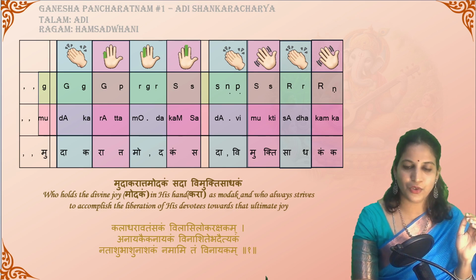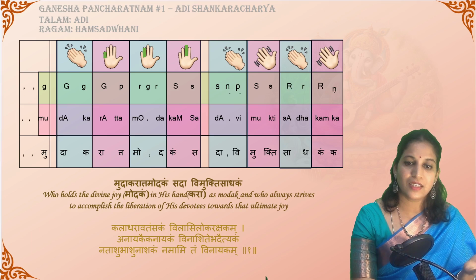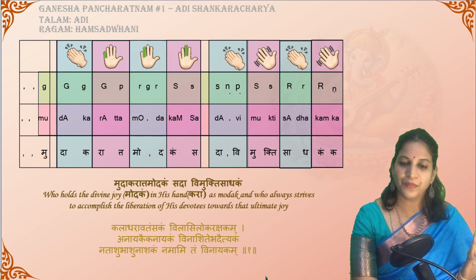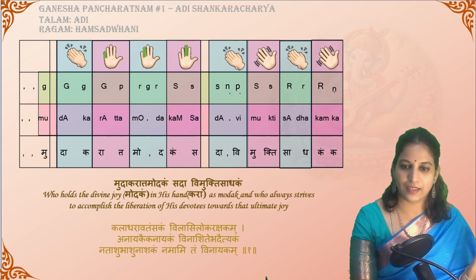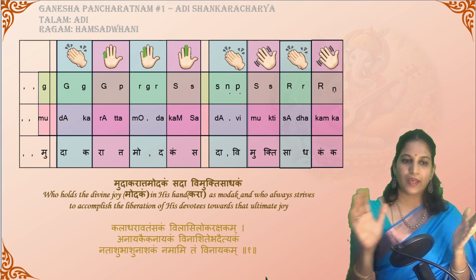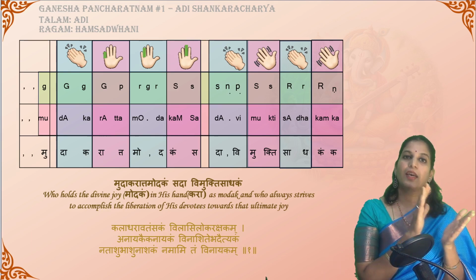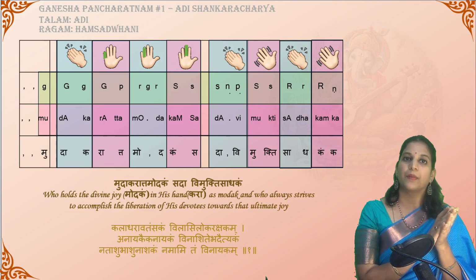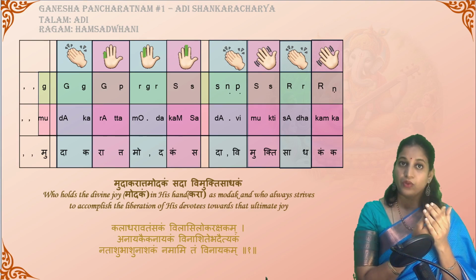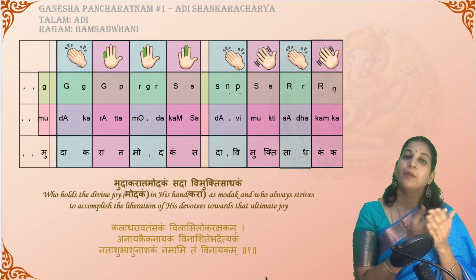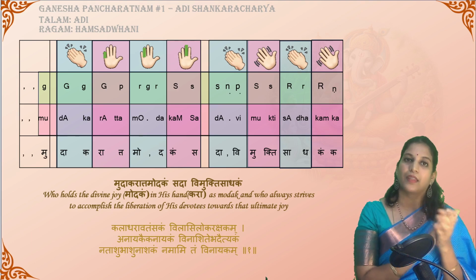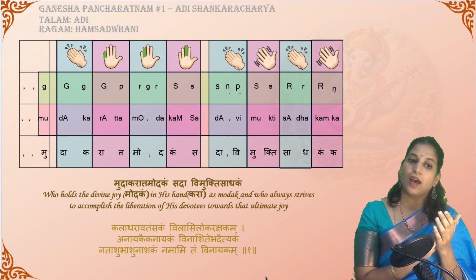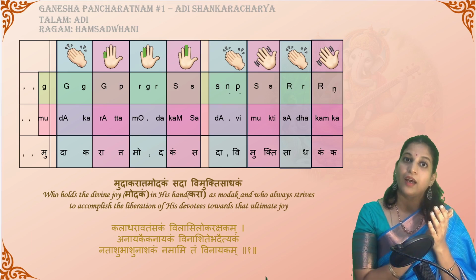Since this is the first tutorial and some of you might see this kind of notation and listen to terms like tAlam, Ateetam for the first time, we're going a little slower. If you understand this, the next lines are going to be much easier. So the first line is sung twice, like Mudakarat modakam sada vimukti sadhakam. Mudakarat modakam sada vimukti sadhakam kaladhara.